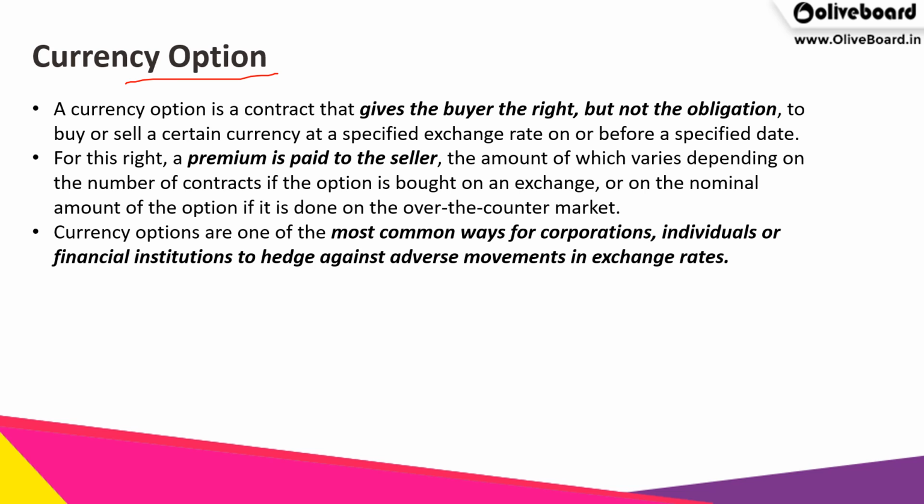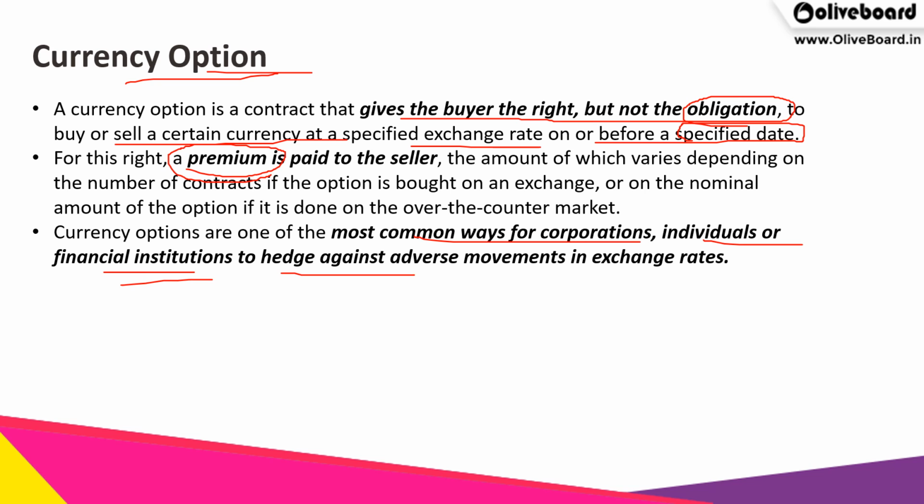So when we talk about currency options, it is a contract that gives the buyer the right but not the obligation to buy or sell a certain currency at a specified exchange rate on or before a specified date. And as I already told you, the buyer pays a premium to the seller for the loss that the seller has to bear. So these types of currency options are common ways for corporates or individuals or financial institutions to hedge against adverse movement in exchange rates between the currencies. So they use it like a hedging tool to reduce the loss they may face due to exchange rates.